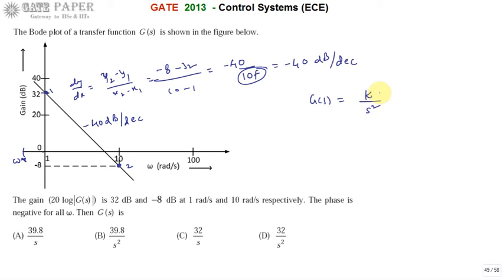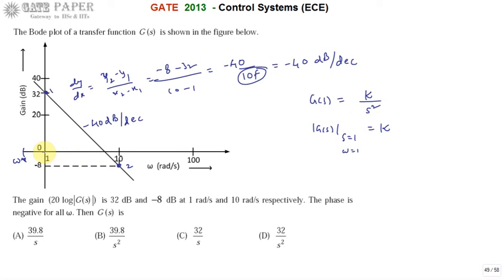Now we are going to find the value of K. K is the value when s is equal to 1, which is nothing but omega equal to 1. If omega is equal to 1, it will be written as K by 1. So the magnitude of G(s) at s equal to 1 is K. Substituting s equal to j omega with omega 1, 1 squared is 1, K by 1 is K. So the magnitude of G(s) at omega equal to 1 gives the constant K value.